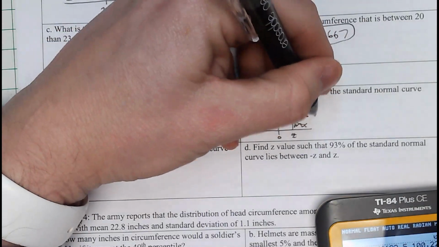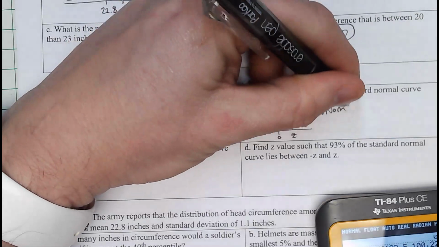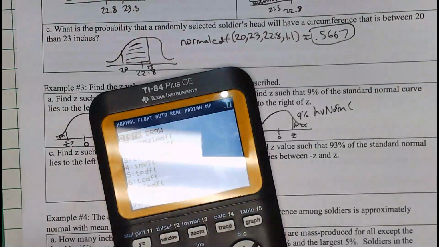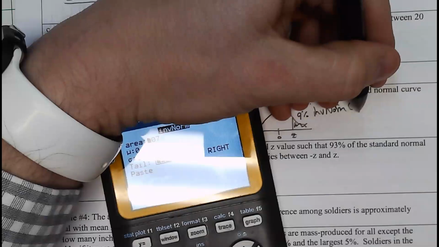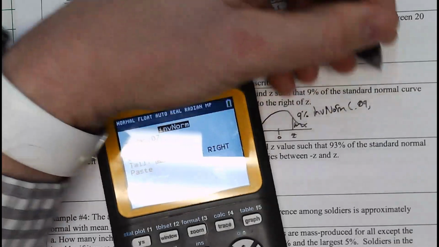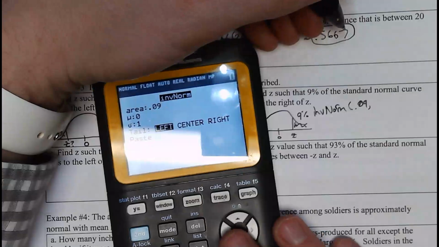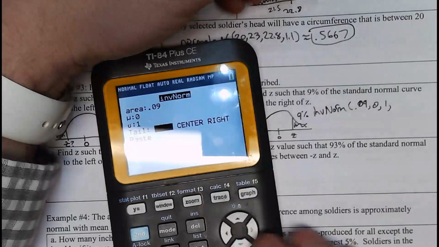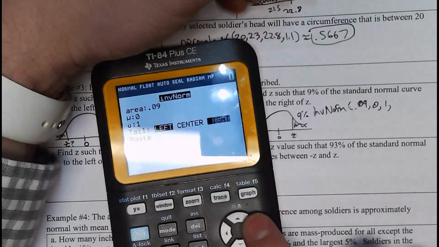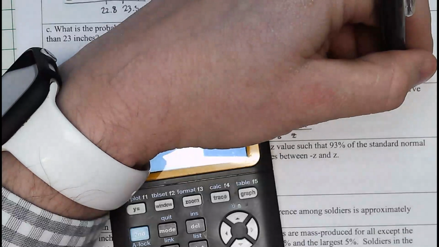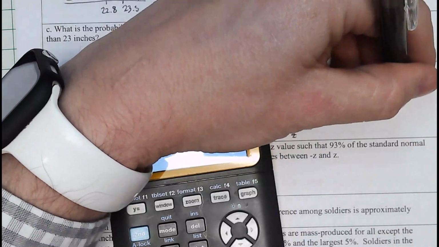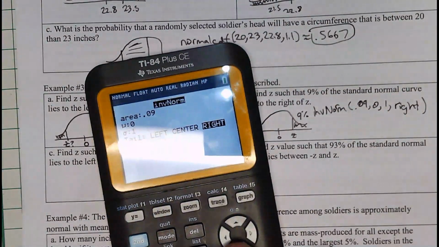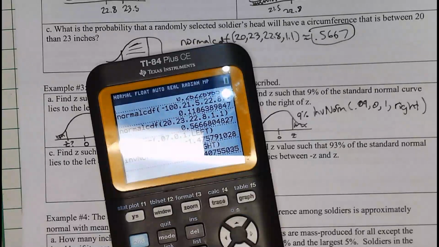To find this, I can use inverse norm. What's my area this time? 0.09. This is harder to do in the z-table. Mean of 0, standard deviation of 1. And then which tail am I doing this time? Is it the left tail, center tail, or right tail? Right tail, correct. So right tail. And so 1.34.